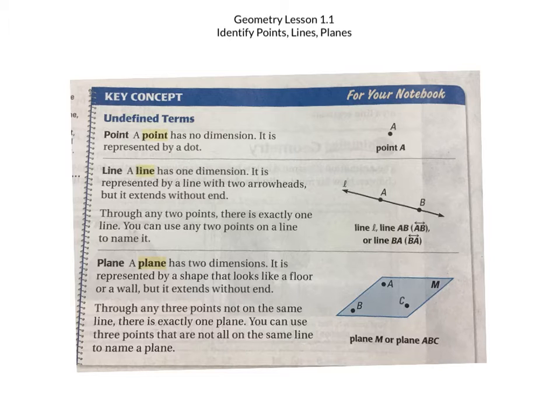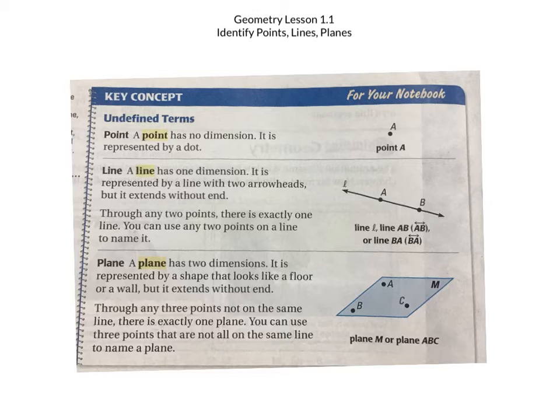Those are things like point, line, and plane. They don't have formal definitions like you would get out of a dictionary. They just kind of have mathematical explanations for them. So that's why it's called an undefined term. So a point has no dimension, and it's represented by a dot. You guys have seen those.